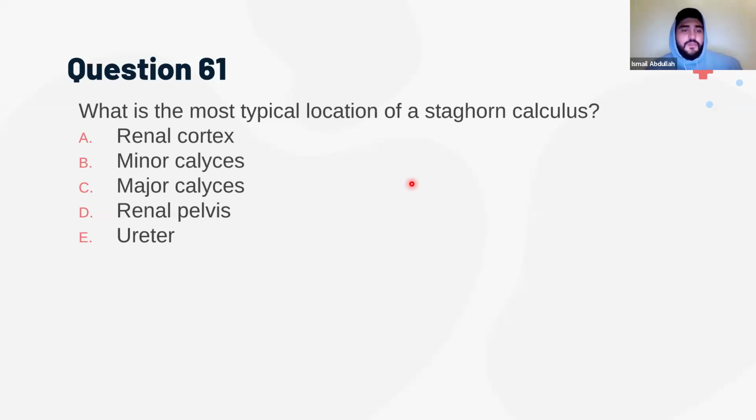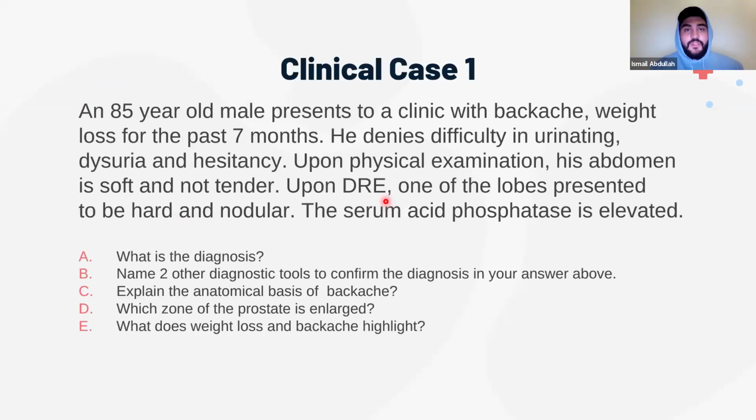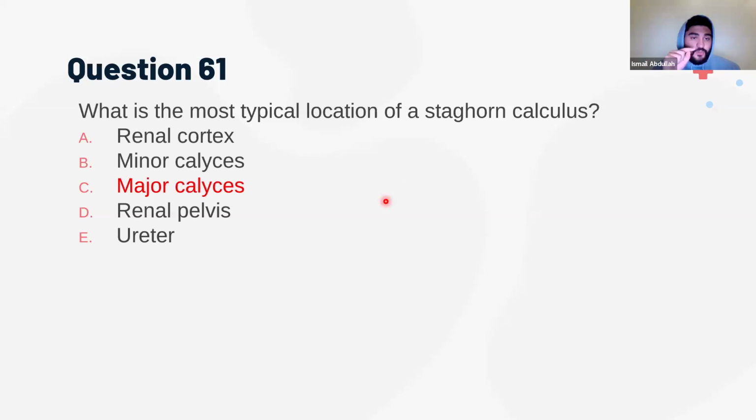Yeah, honestly, me too, I'd be confused between both of them, but the most typical one would be the major calyces because when you see the staghorn itself, it takes the shape of the major calyx. And as it takes its shape, this is why it's called a staghorn. It takes the shape of all these major calyces within the kidney. So the most typical location would be the major calyces.